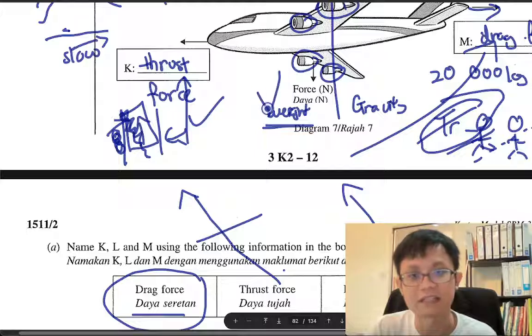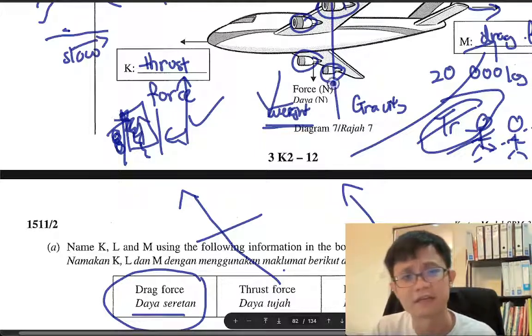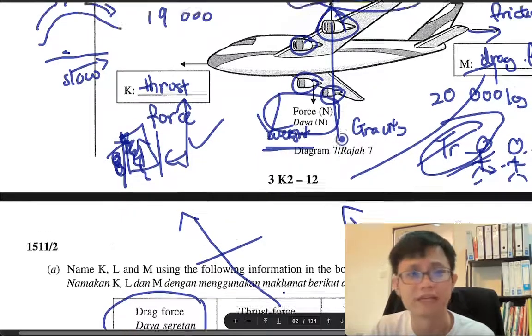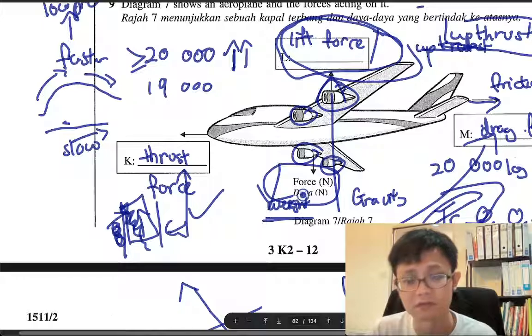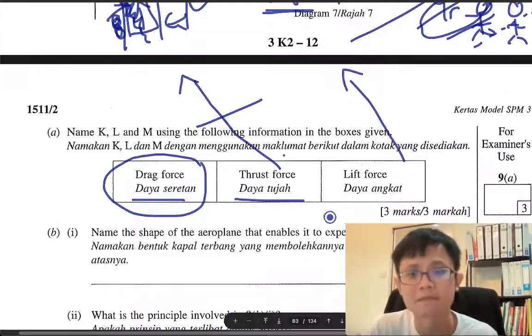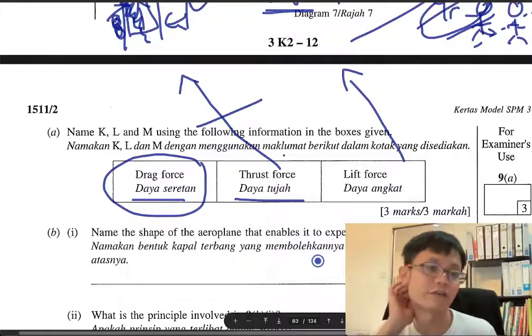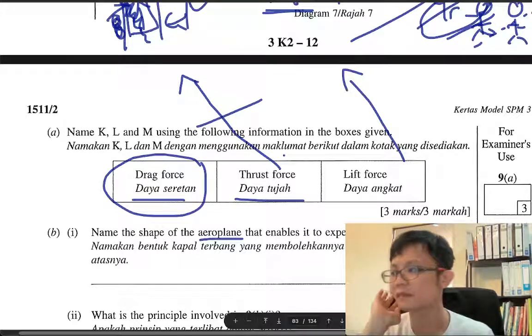Down one, in case the question asks, sometimes they will put something like gravity force to pull the thing down, or the weight, whatever. I don't know what the question wants to ask. Name the shape of the aeroplane that enables it to experience the force. So what is the shape of the plane?